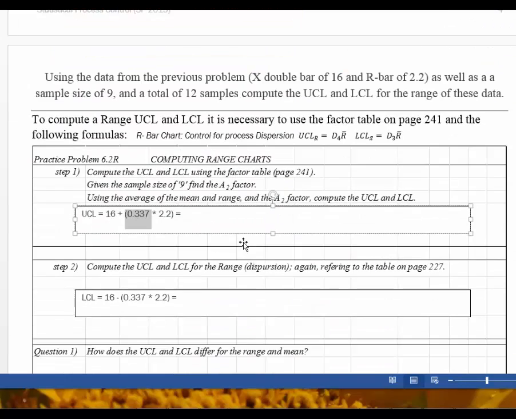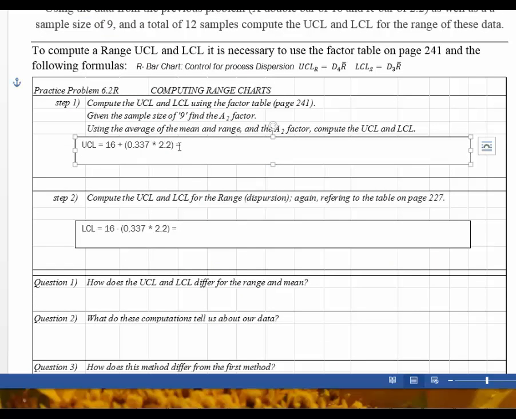So let's go on back down here. And the range, if you remember from before, was 2.2. So we calculate this out. Go ahead and do that. And you get 16.74 for the upper control limit and 15.26 for the lower control limit.